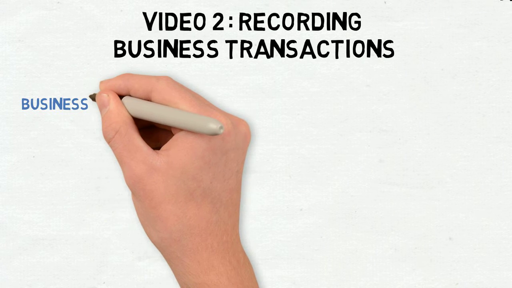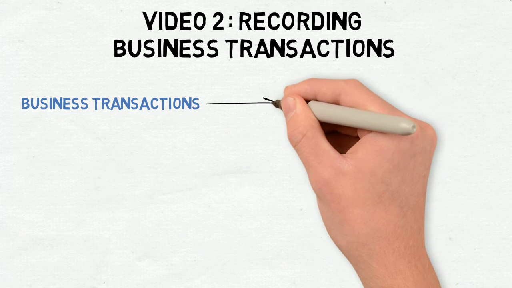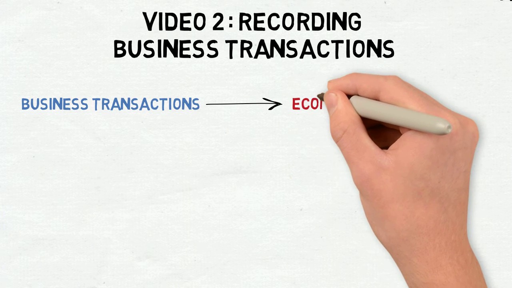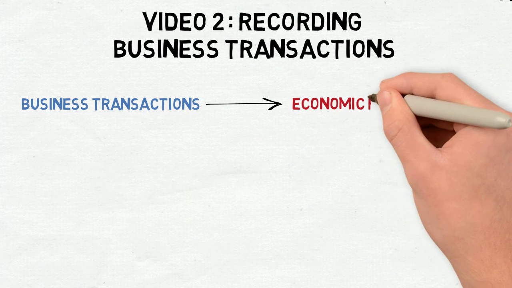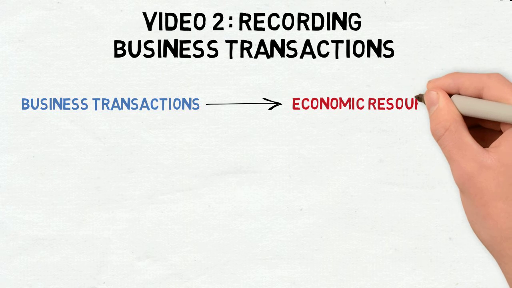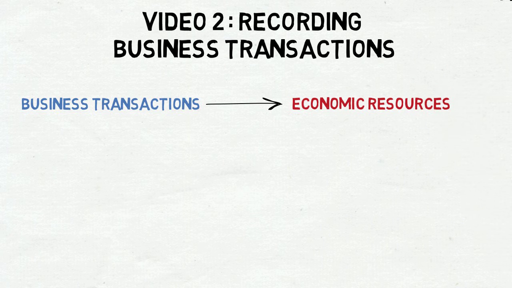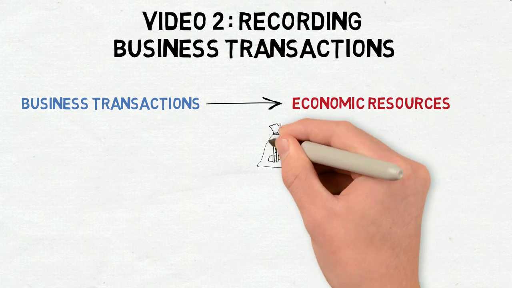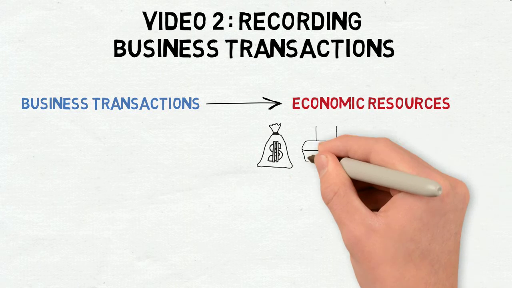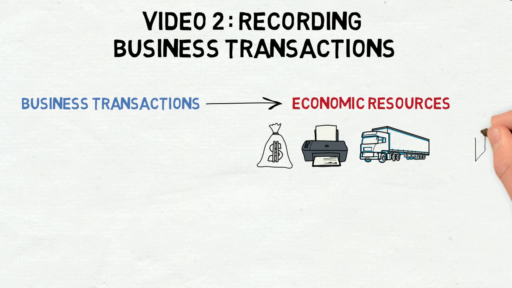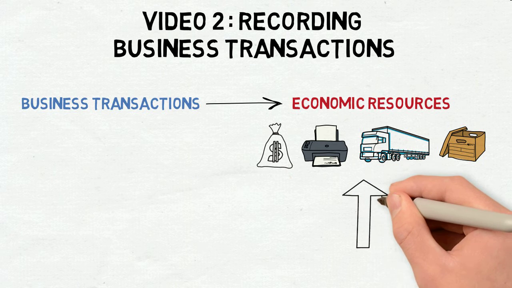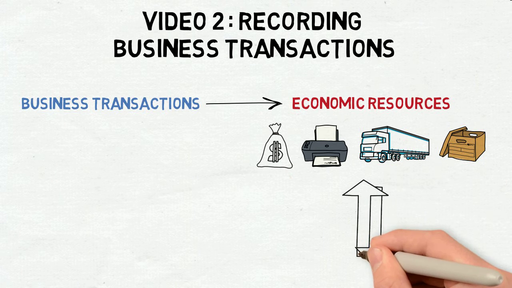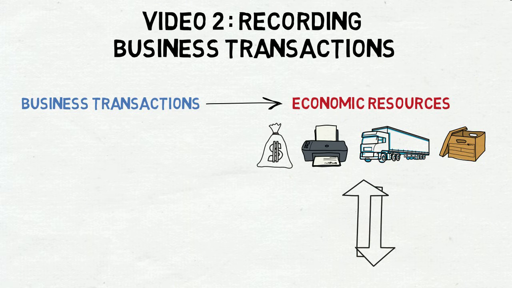All business transactions involve the movement of economic resources. Economic resources are things that can be used to produce goods and services. For example, cash, equipment, vehicles, and supplies. Business transactions will either increase or decrease these resources.